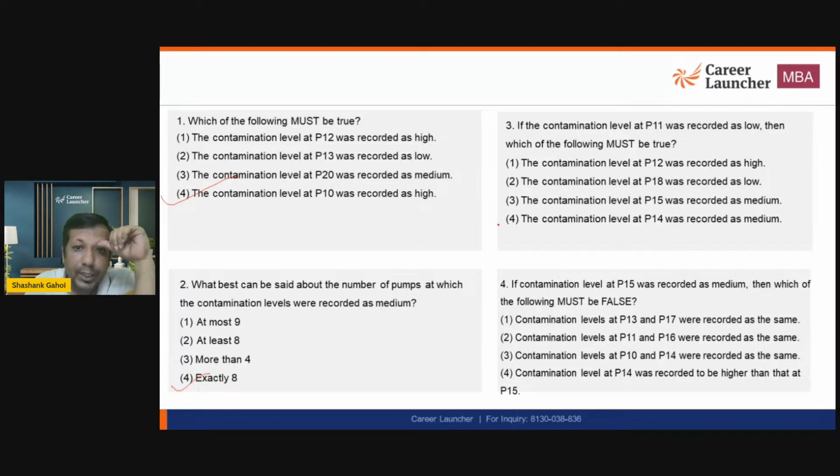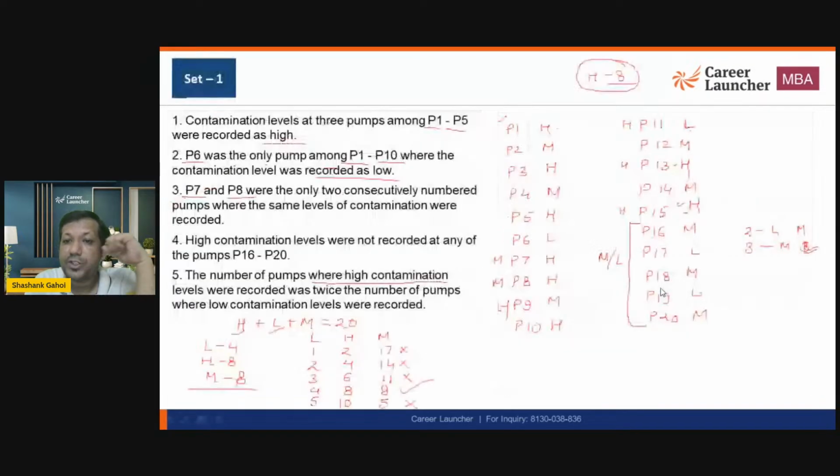Okay. Now let's look at the next one. If P15 was recorded as medium, which of the following is false? Okay, so I will erase this whole thing again.